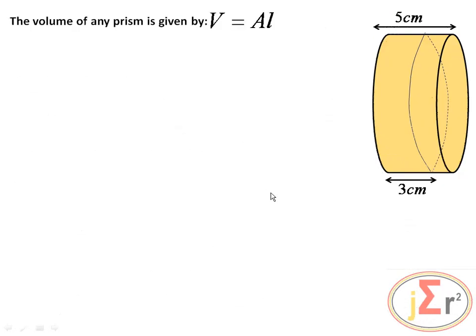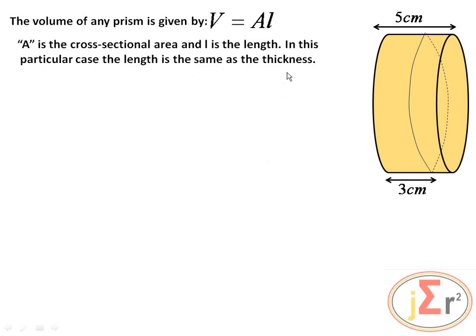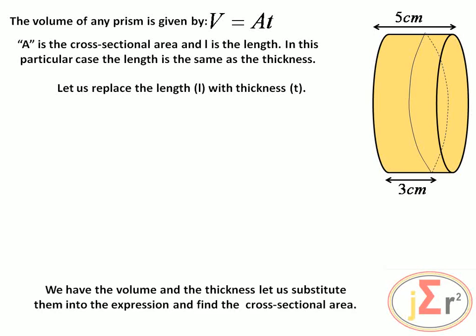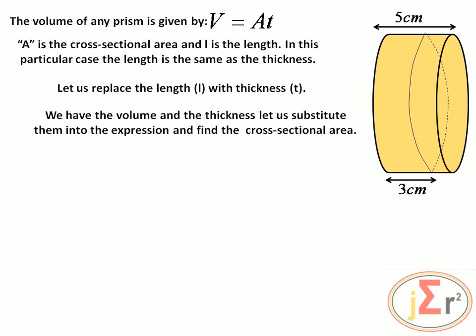So the volume of any prism is given by V is equal to the area times the length, or the area times the thickness. A is the cross-sectional area and L is the length. In this particular case, the length is the same as the thickness. Let us replace the length with the thickness. So volume is equal to the area times the thickness. We have the volume and the thickness. Let us substitute them into the expression and find the cross-sectional area.